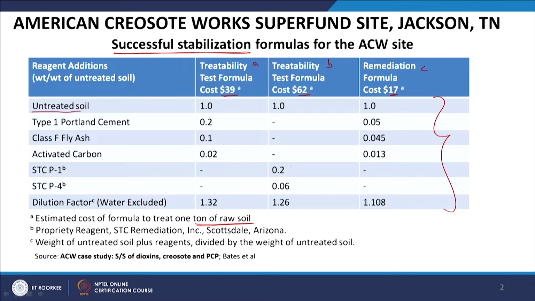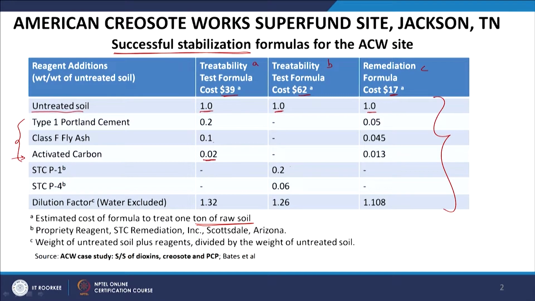So untreated soil, right, that's the reference here at 1, and the ratios at which that was added, as you can see, 1 is to 0.2 is to 0.1, and here they also added activated carbon, probably because if you have any other organics or such, activated carbon typically acts as a very good adsorbent for hydrophobic compounds and so on. So this could be one reason for the addition of activated carbon. We already looked at addition of Portland cement and fly ash, right, and then here they also looked at 2 proprietary items, but that was only in case B, right, and dilution factor excluding water here.